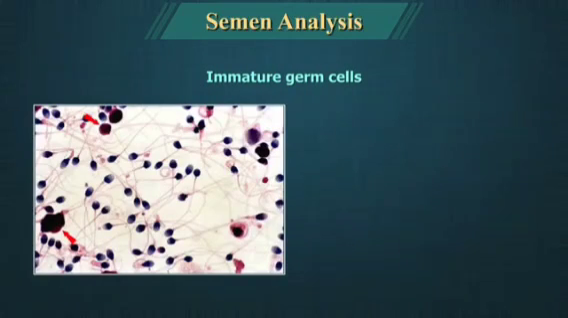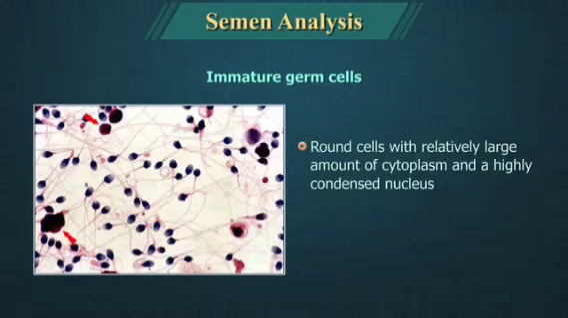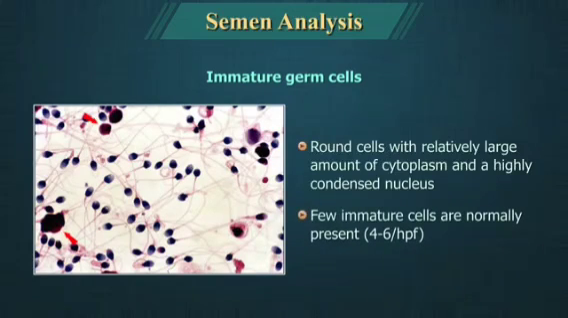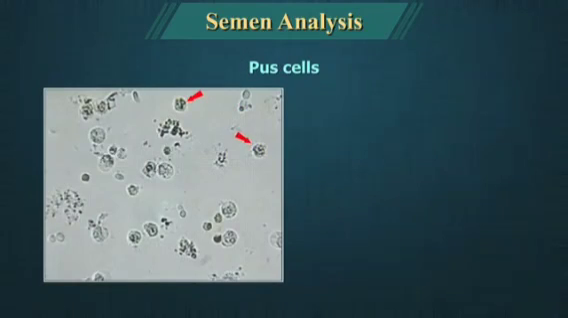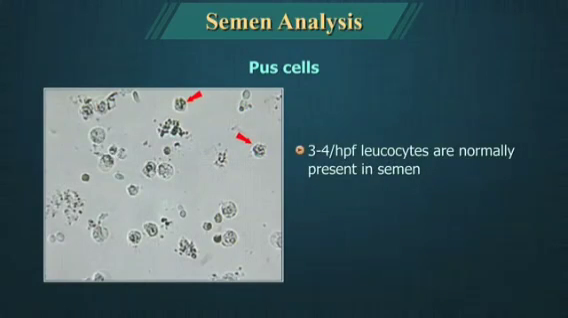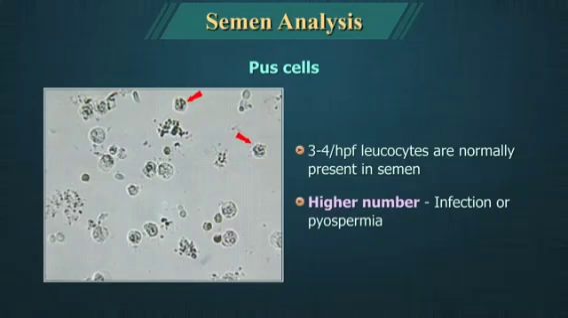Immature germ cells are round cells with relatively large amount of cytoplasm and highly condensed nucleus. A few immature cells are normally present, which is 4 to 6 per high power field. Pus cells: 3 to 4 leukocytes per high power field are normally present in semen. A higher number denotes infection or pyospermia.